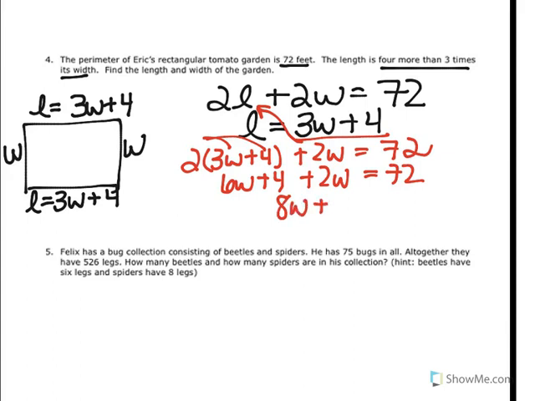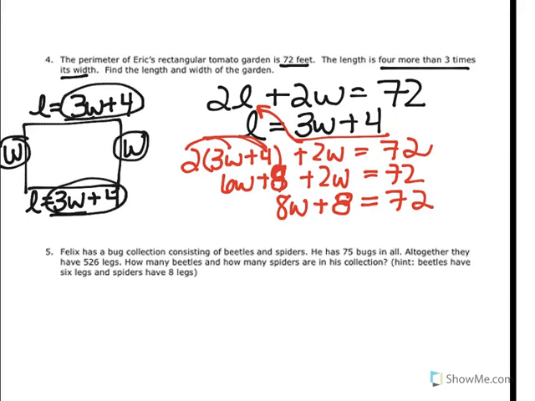Oh no, wait, I did 2 times 4, should be 8. 8W plus 8, sorry about that, equals 72. Now I want to stop right there, and let's go over here to our rectangle. And we have a W, we have a W. Remember, the length is 3W plus 4, 3W plus 4.